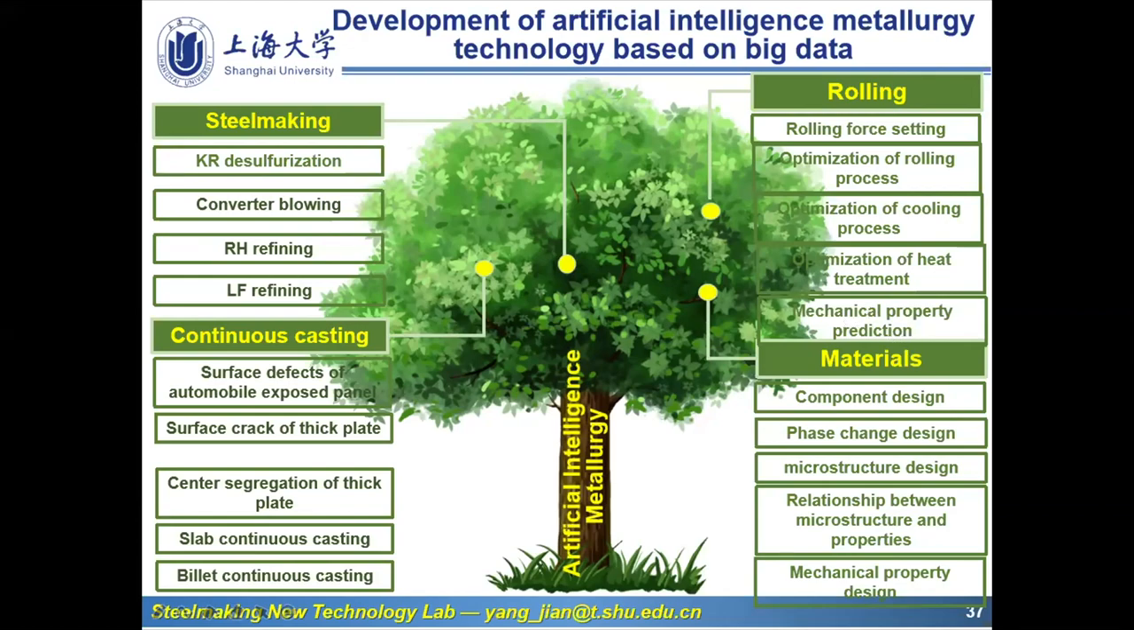And about AI metallurgy for materials, we can do component design, phase change design, microstructure design, the relationship between the microstructure and the properties, and the mechanical property design.